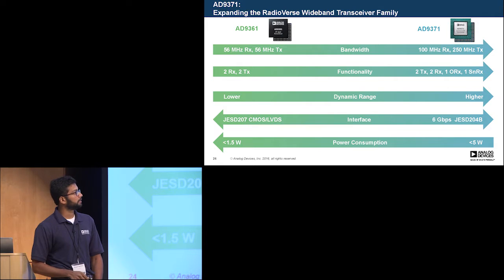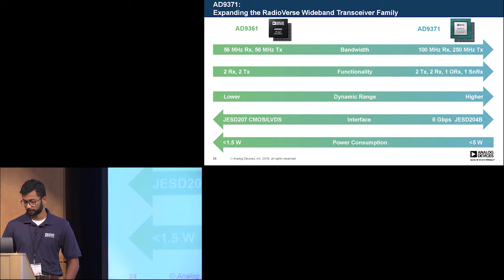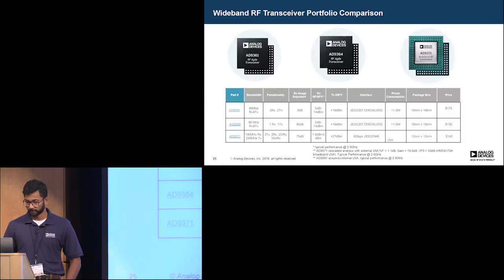The interface is now a JESD 204B interface, which runs high-speed SerDes. So let's say you wanted to scale to a faster FPGA. This makes the case for using JESD 204B so that you can leverage some of the benefits of 204. Power consumption obviously goes up because now you have all the spectrum to deal with. Okay, I'm going to skip this.